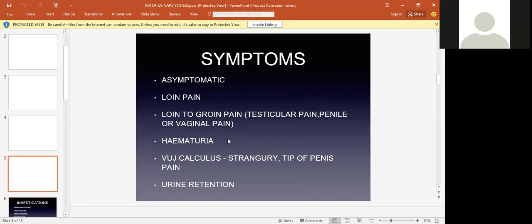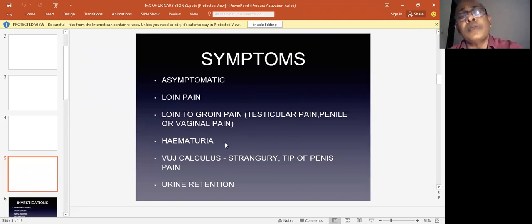The other presentation is hematuria. There are a lot of causes of hematuria. Urinary stones is a common cause.